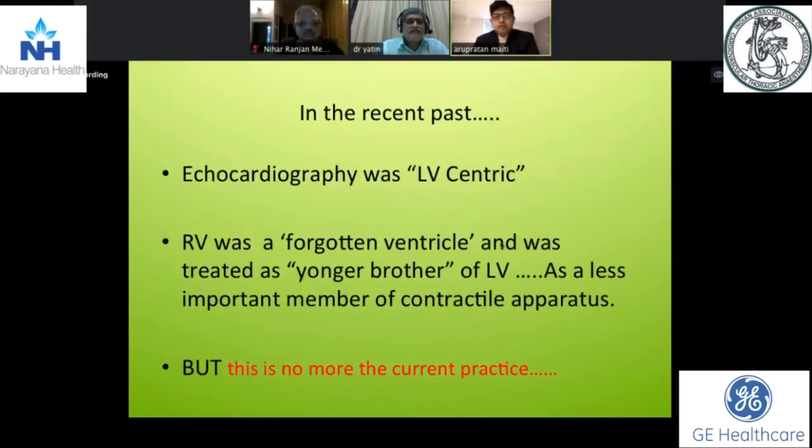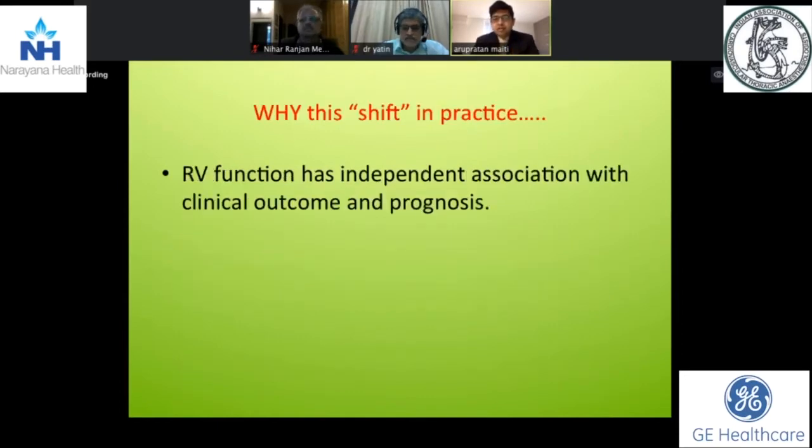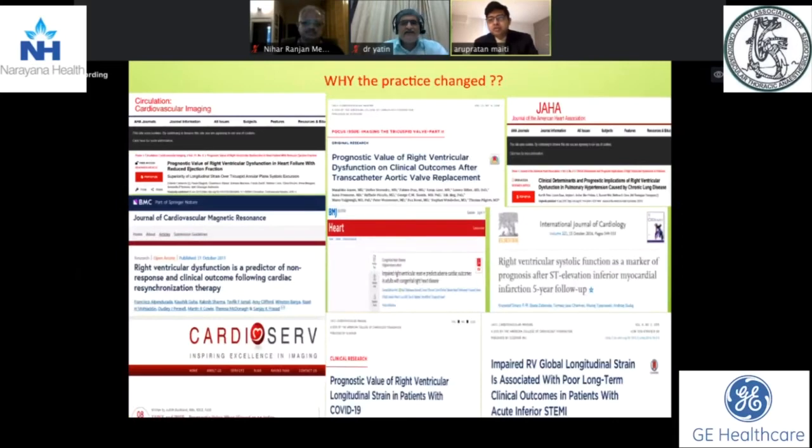So in the recent past, echocardiography was LV-centric and the RV was regarded as a forgotten ventricle, a younger brother of the LV, a less important member of the contractile apparatus. But the practice has changed recently. Why is there a shift? Because RV function has an independent association with clinical outcome and prognosis. If you search the web, you will see hundreds of publications stating that RV function is very important for clinical outcome and for prognosis of the patients.